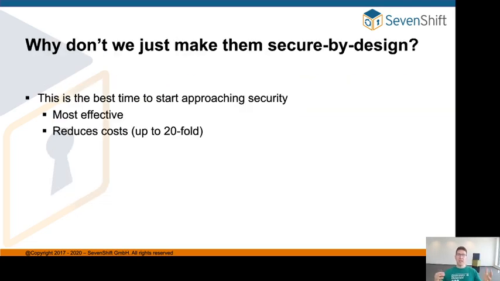So why don't we just make the devices secure by design? Well, this is actually the best way to do it. It's the most effective way if you take it from the design all the way to implementation and make security part of your life cycle. There are studies that say you can save up to 20 times the investment compared to bolting it on at the end.